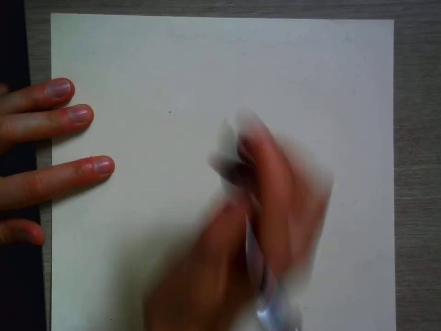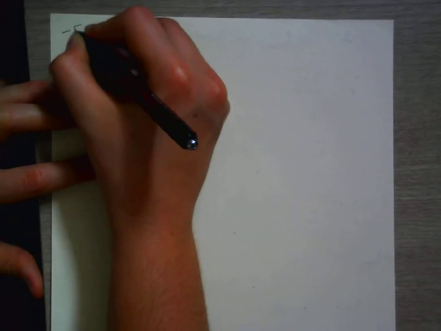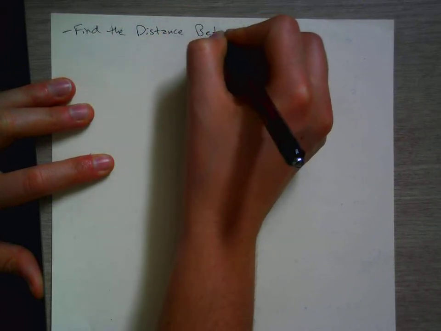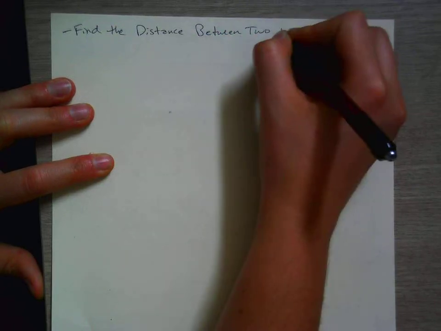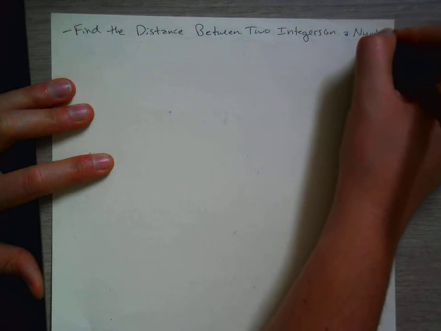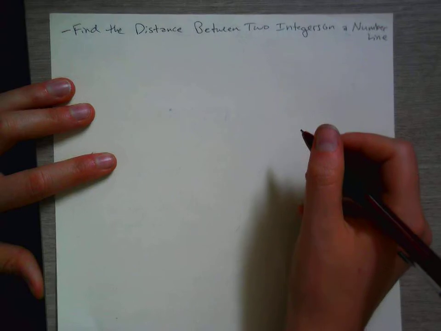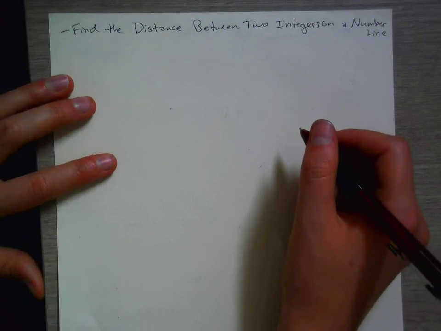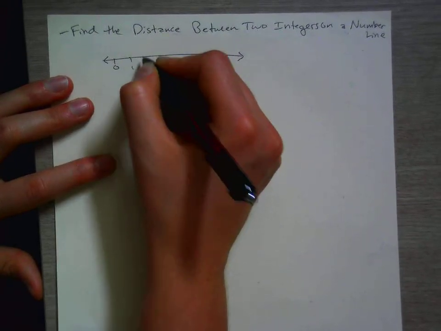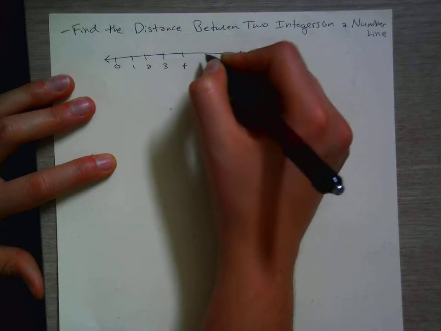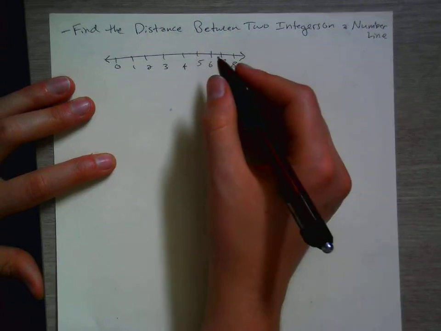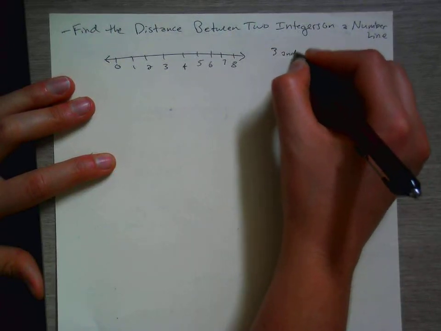Next, let us find the distance between two integers on a number line. Now to find the distance between two integers, first plot the two integers on the number line and then count the units between them. Here's the number line. 0, 1, 2, 3, 4, 5, 6, 7, 8. Now we want to find the distance between 3 and 7. So let's plot them. 3 and 7.